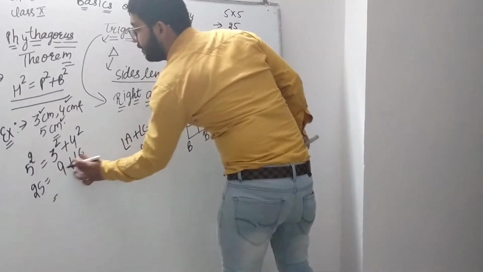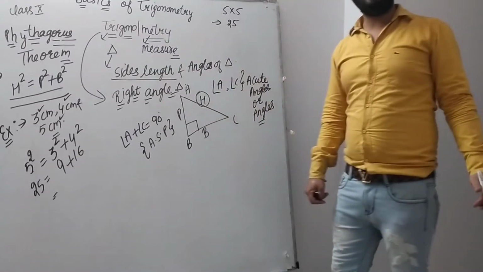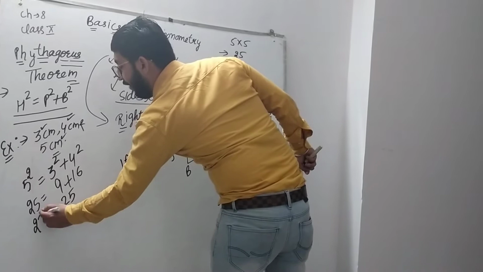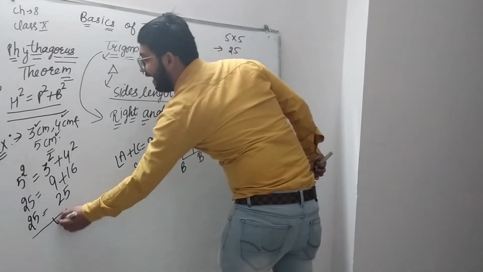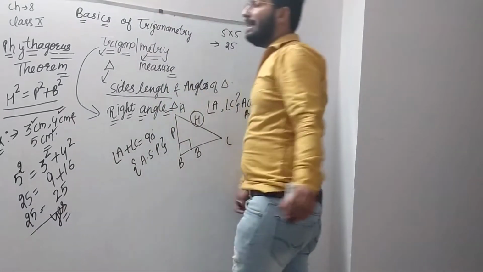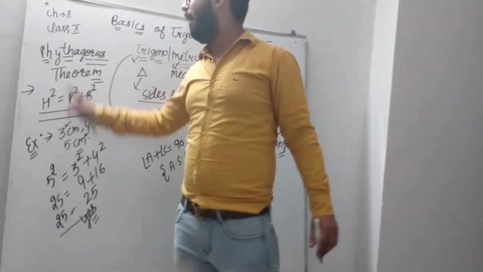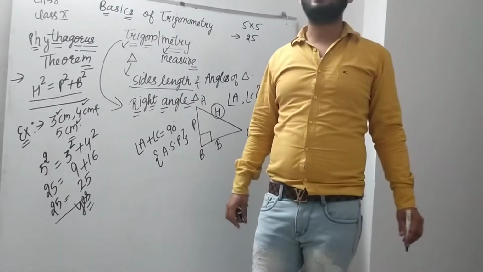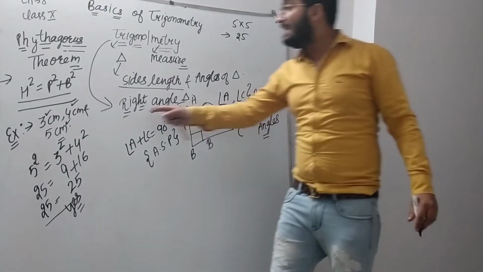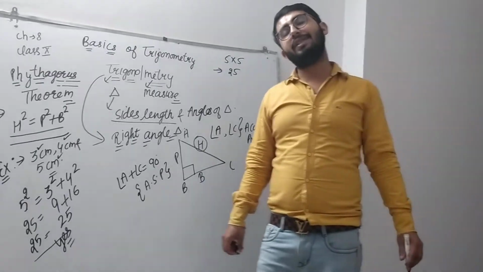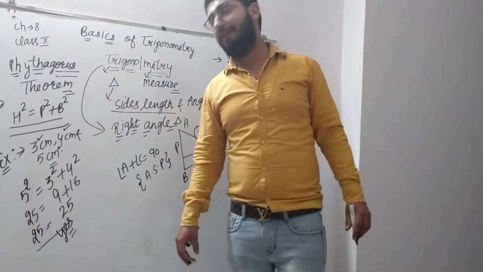Now, when you sum up these two, 16 and 9, what will you get? You will get 25. Now, tell me whether 25 equals 25 or not? Yes. As these three sides of the triangle satisfy what theorem? Pythagoras theorem. Now we can say that these three are the sides of a right angle triangle.